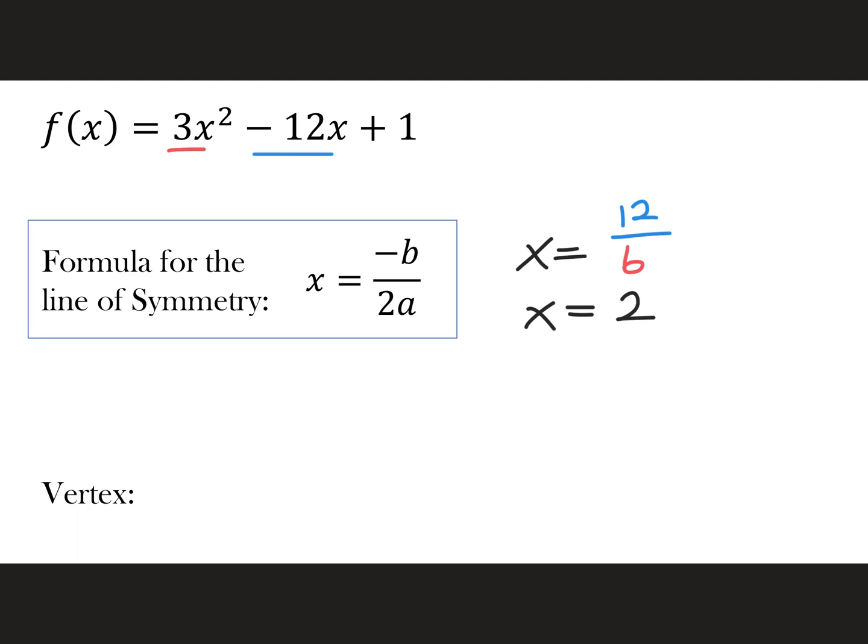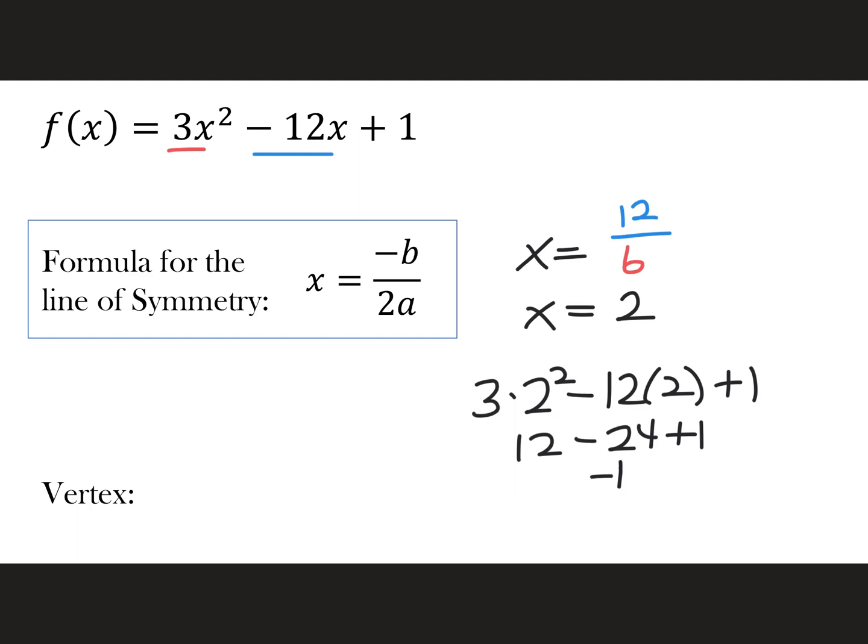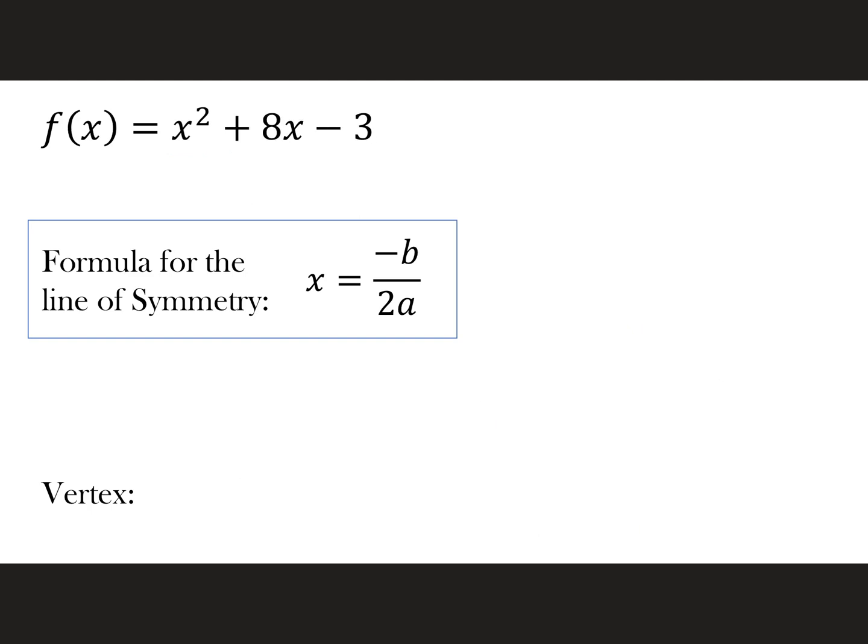And then I'm going to put it back in the equation. So 3 times 2 squared minus 12 times 2 plus 1. 2 squared is 4, so 3 times 4 is 12. Minus, it looks like 24 plus 1. So I have a negative 12 plus 1, which equals a negative 11. So my vertex for this one is 2, negative 11. All right, let's do it again. Pause it, try it on your own, learn from your mistakes, and then we'll do it one more time after this. All right, here we go.